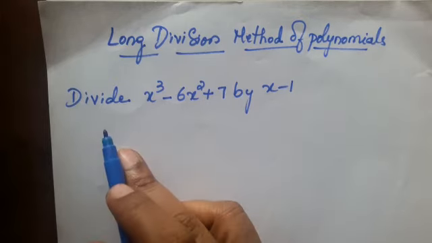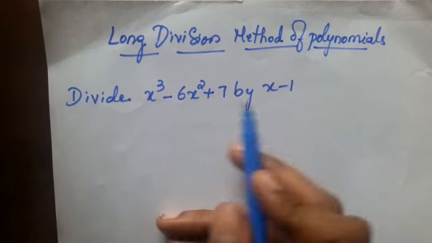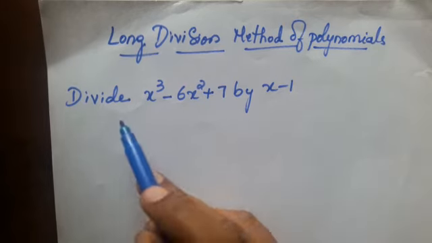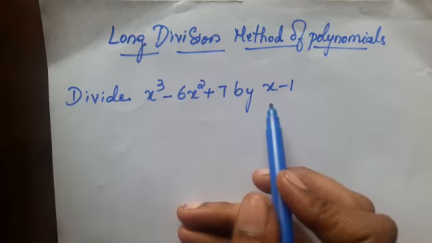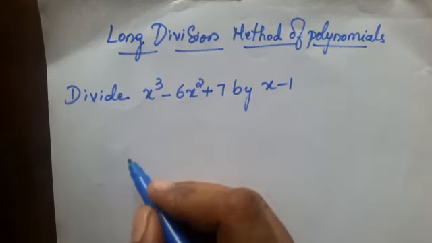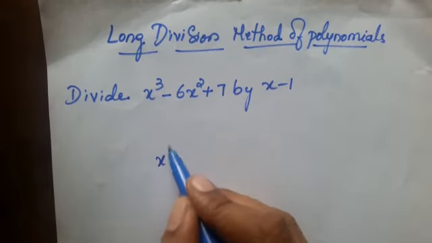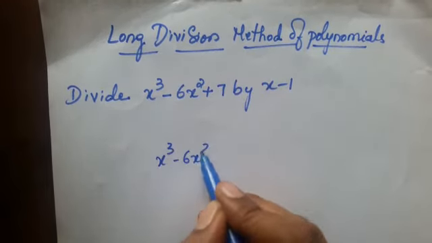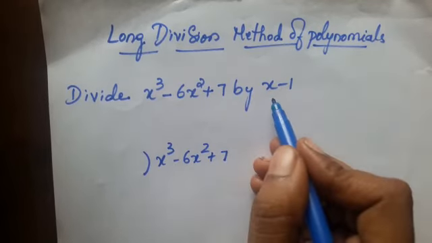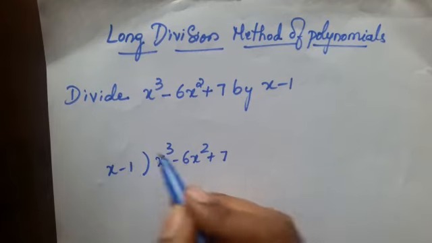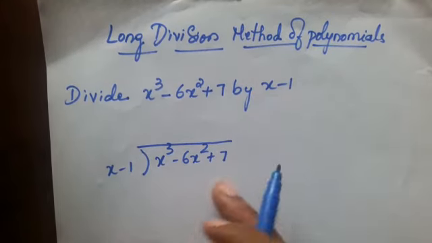We will see how to divide by long division method the two polynomials I have taken here. Divide x cube minus 6x square plus 7 by x minus 1. We will see how to divide this now. So firstly, x cube minus 6x square plus 7, we are going to divide this by x minus 1. So we will see how to divide this now.